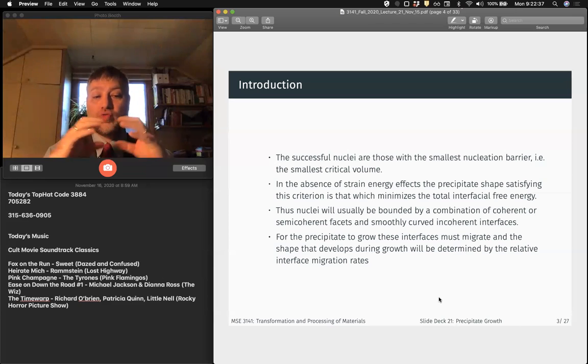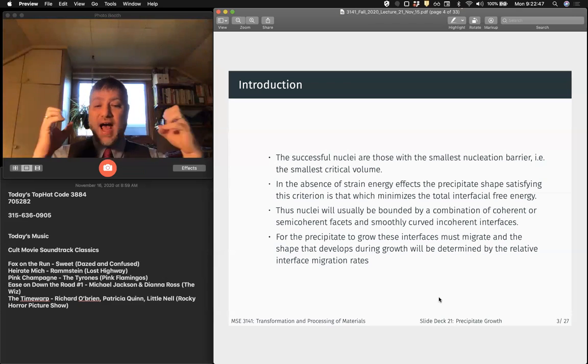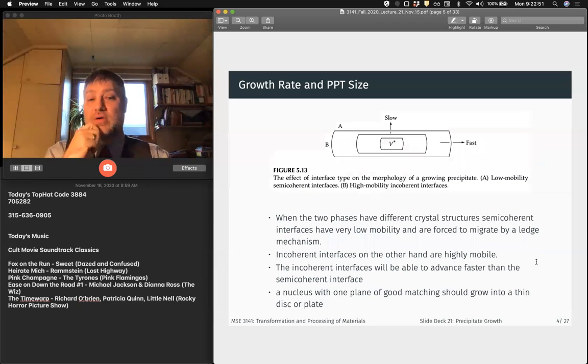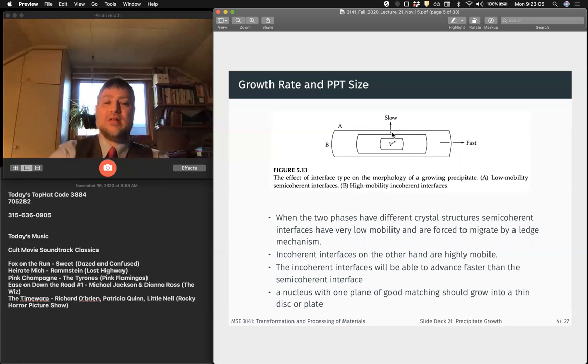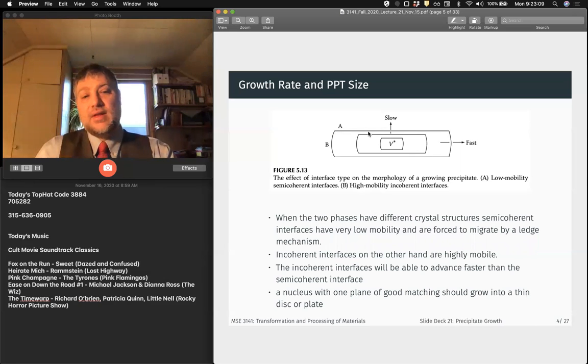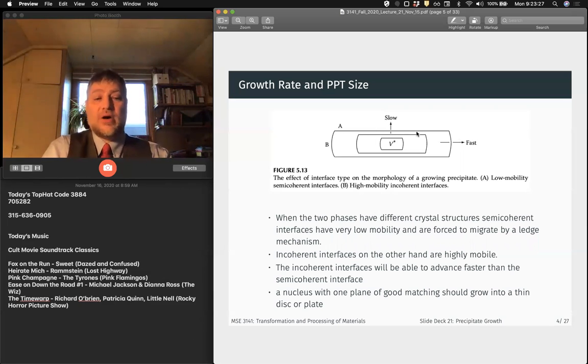And so for the precipitate to grow, these interfaces are going to migrate, and the shape that develops during growth is going to be determined by how fast those different types of interfaces can grow, right? And what we see is the coherent or semi-coherent interfaces have the lowest energy, and therefore they also have the lowest mobility. They have the lowest mobility because adding any atoms to the surface is going to cause a little protuberance on it, which means I now have a region of incoherence. So I have a high energy region wherever this is going to be growing.